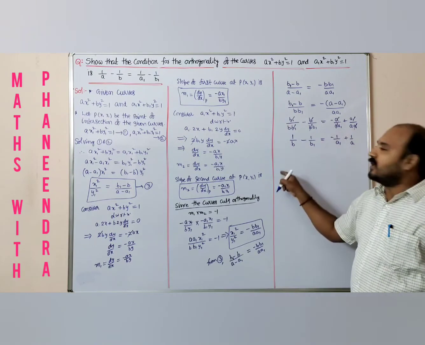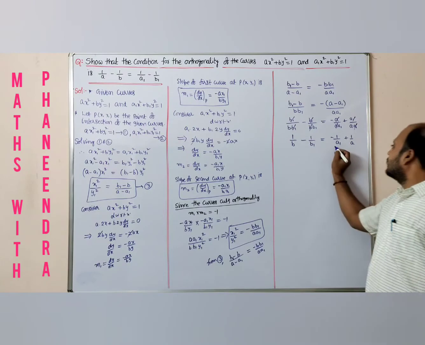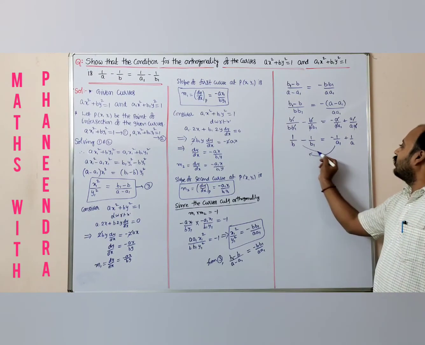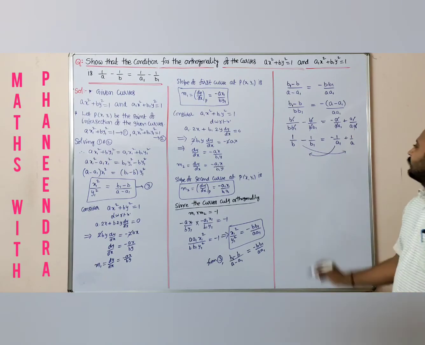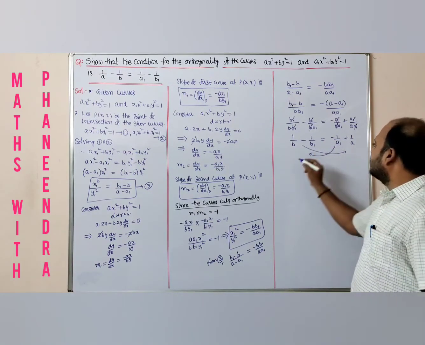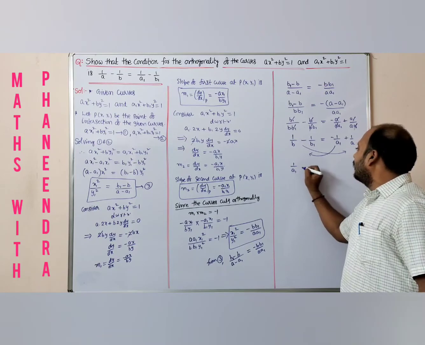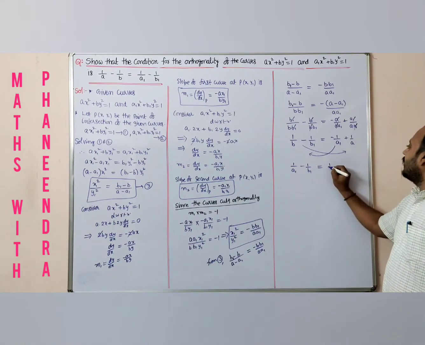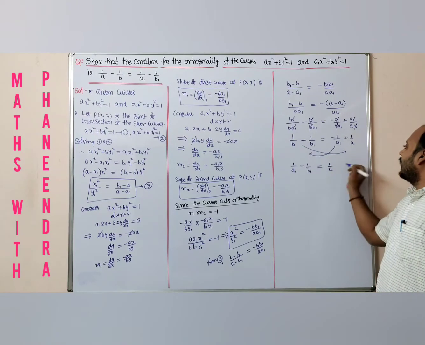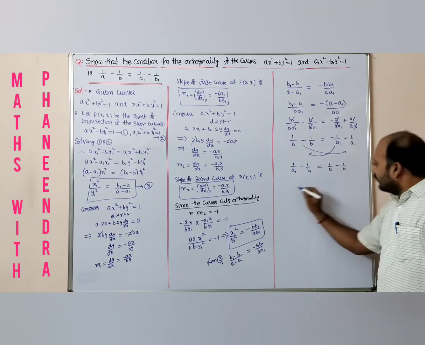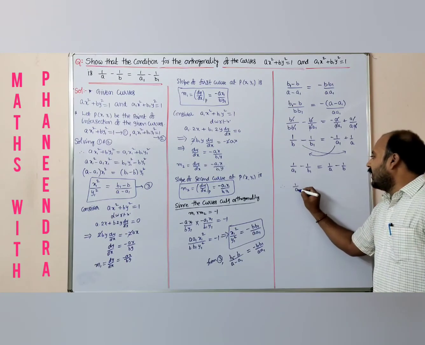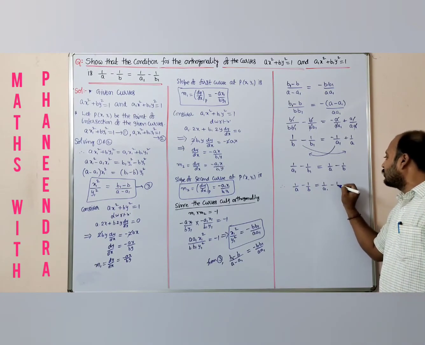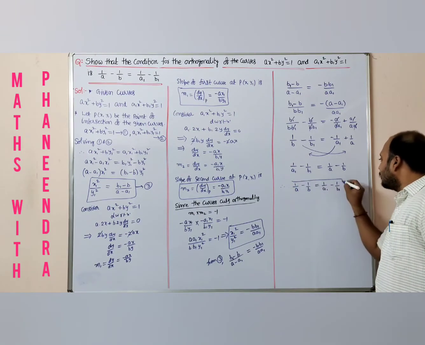Minus 1 by a1 I am taking this side, and 1 by b we are taking this side. So 1 by a1 minus 1 by b1 is equal to, here already 1 by a is there, minus 1 by b. Therefore 1 by a minus 1 by b is equal to 1 by a1 minus 1 by b1. Hence the result.